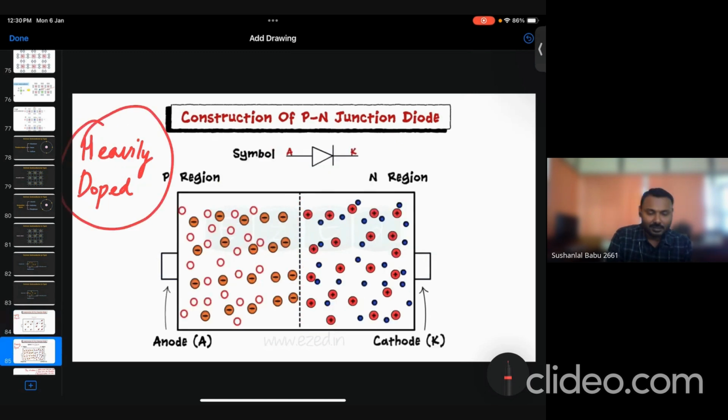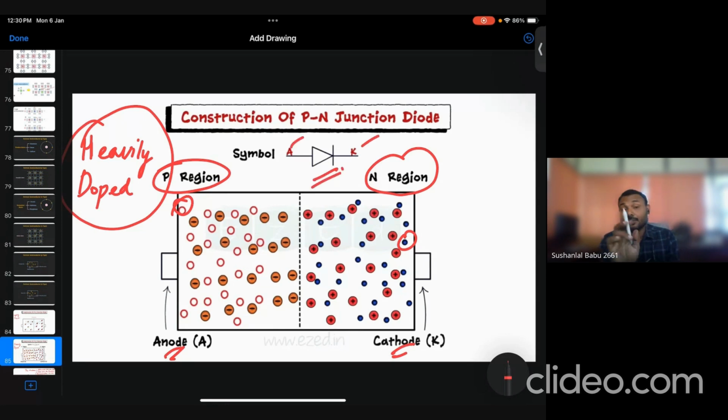Heavily doped means there will be more negative ions and holes in the p region, and more positive ions and electrons in the n-type region. Here electrons are the charge carriers, so it is referred to as the cathode. Here holes are the charge carriers, so it is the anode. You have to remember this symbol: anode, cathode. This is the symbol of a diode, a semiconductor diode.